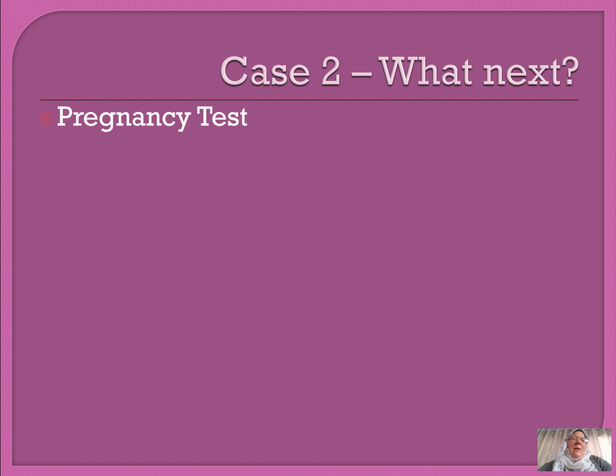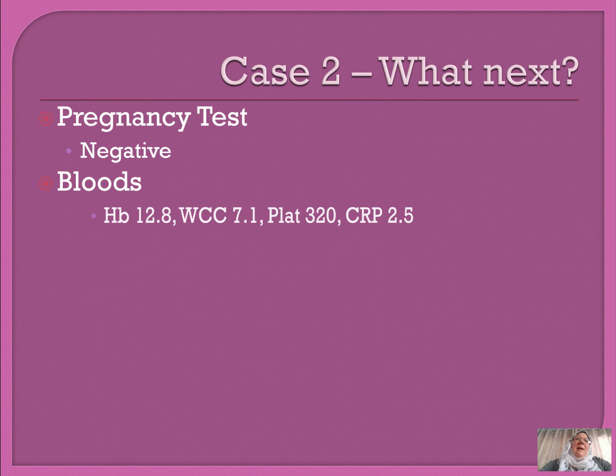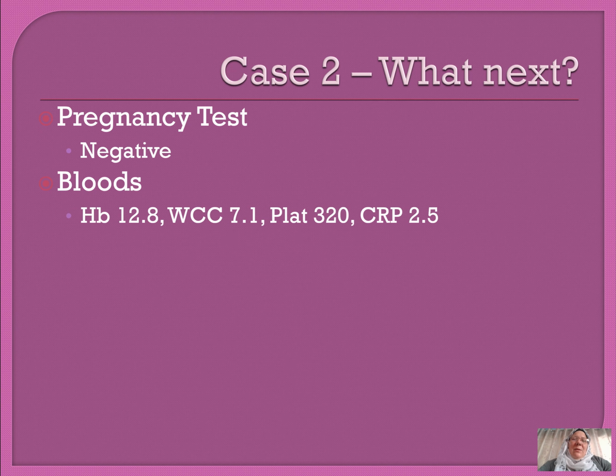That's right, you need to have a pregnancy test. This is very important, and this is negative in this patient. What are her bloods? You need to have her bloods, and the bloods are hemoglobin 12.8, white cell count 7.1, platelets 320, and CRP 2.5. Urinalysis is also negative, so completely normal. And you need the transvaginal ultrasound scan.